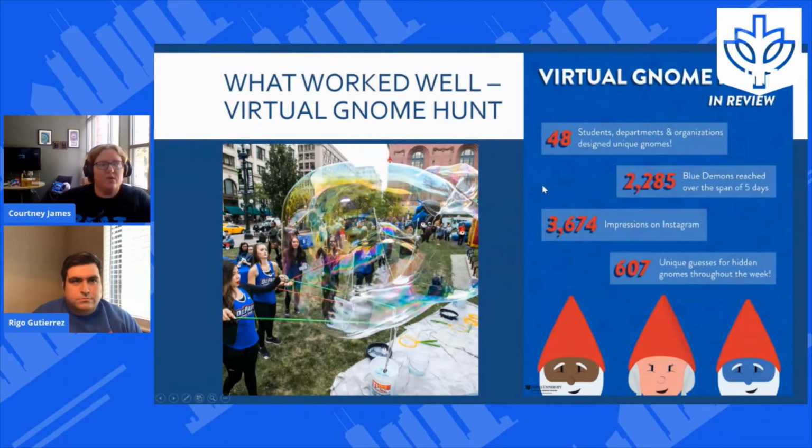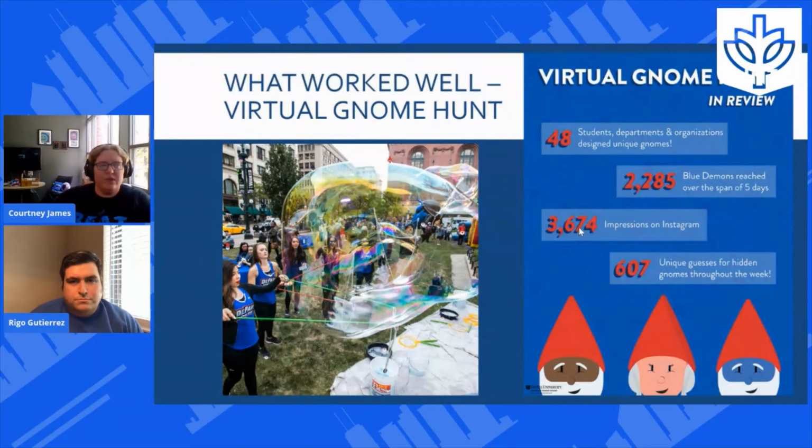For this one in particular, we also had a supplement where, because the in-person event allowed for people to decorate gnomes, we also had a component where we had offices decorate gnomes to share on their social media. So we had 48 different students, departments, and organizations design unique gnomes and tell stories for them.